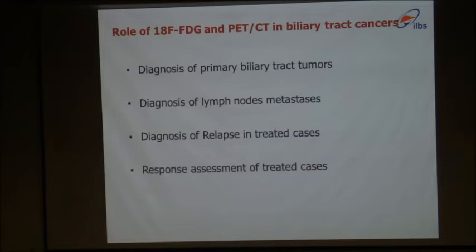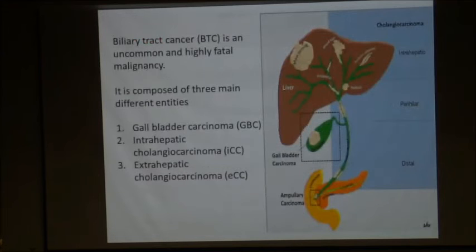This is the role of diagnosis for FDG-PET in biliary tract cancer. It can be used for diagnosis of primary biliary tract cancer, diagnosis of lymph node metastasis, diagnosis of relapse in the treated cases, and response assessment of the treated cases. Now, regarding biliary tract involvement, there are different sites of malignancy. It is composed of 3 main entities: gallbladder carcinoma, intrahepatic cholangiocarcinoma, and extrahepatic cholangiocarcinoma, as shown.